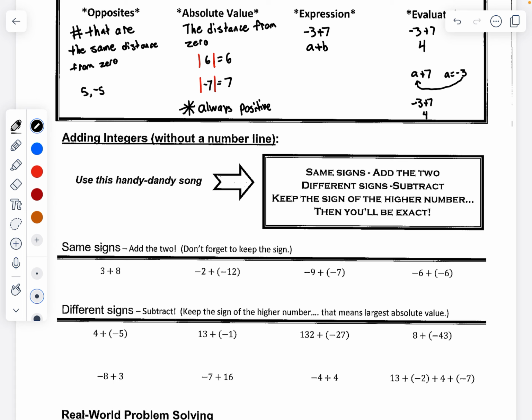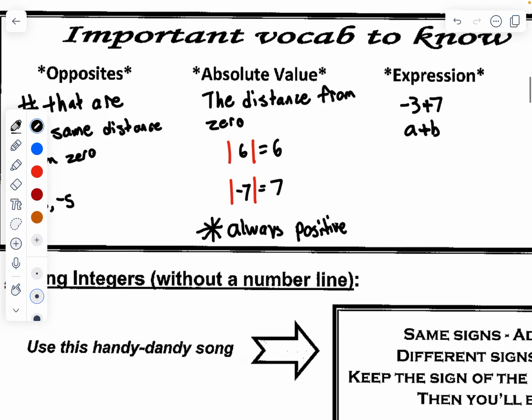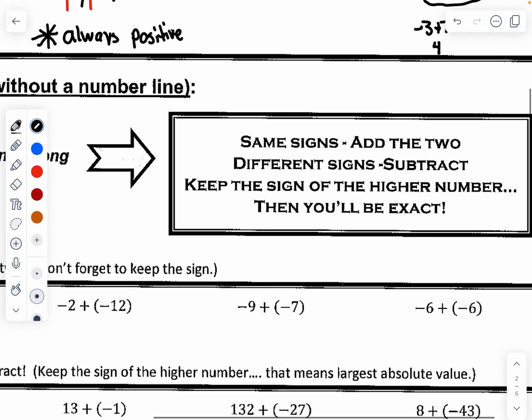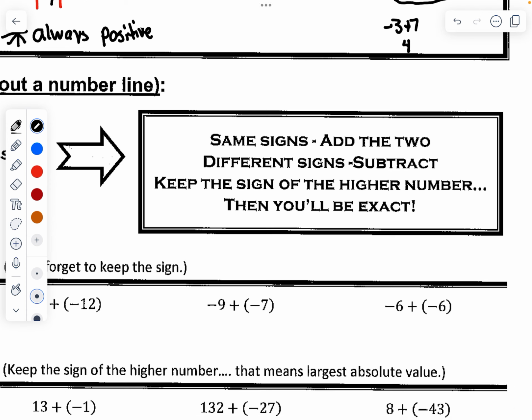If they have the same signs, add the two numbers. And if they have different signs, subtract them. Keep the sign of the higher number, then you'll be exact. What that means by higher number is it's actually referring to the higher absolute value. So essentially what you're thinking is you always keep the sign of whatever number is further from 0. That will help you determine if it's going to be a positive answer or a negative answer.